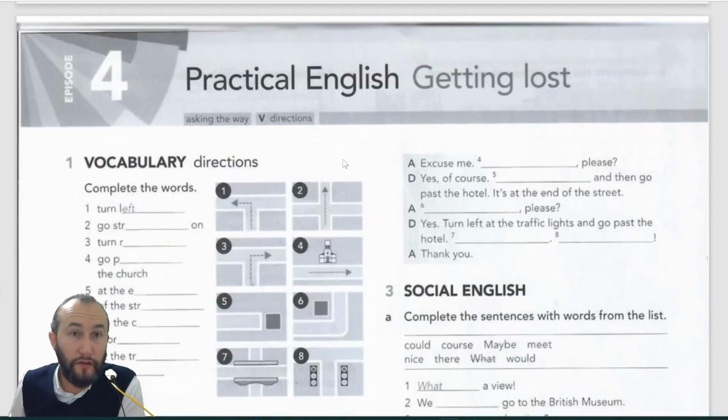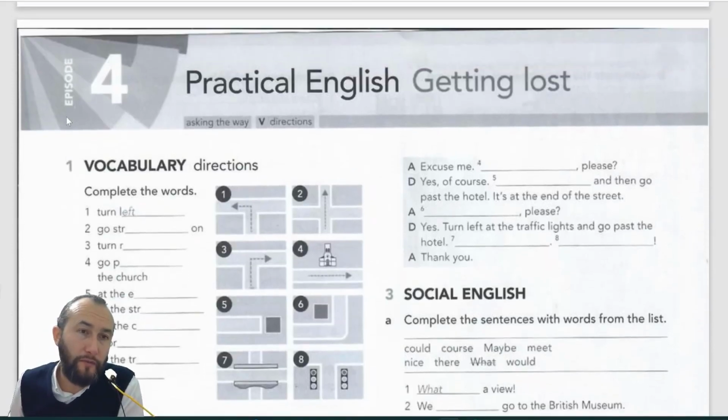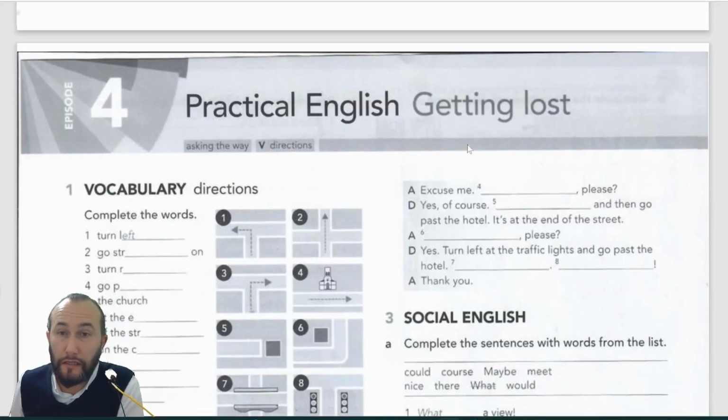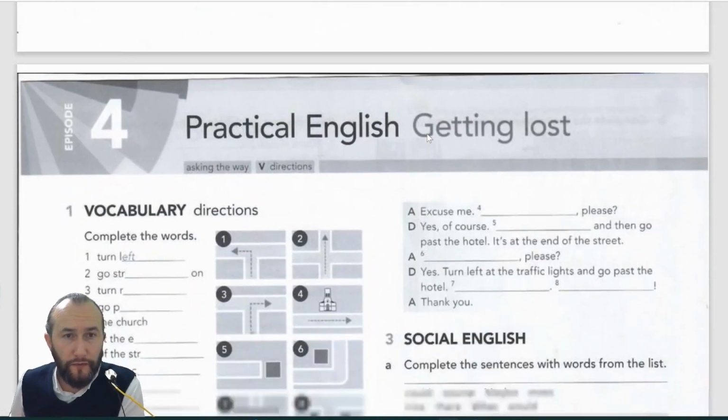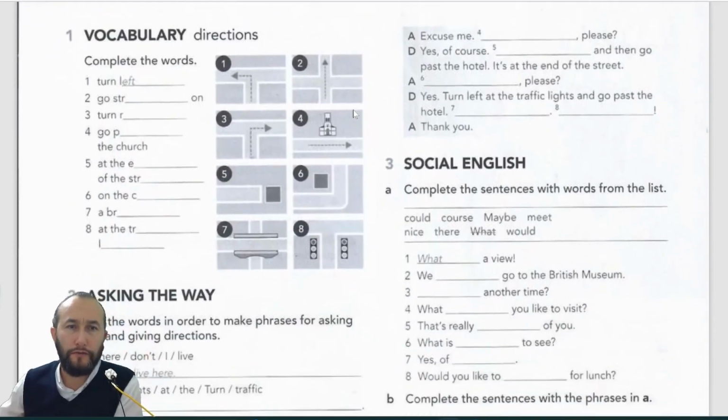All right, guys. So we're going to start with episode 4, practical English, and that is on page 52. Let's do that. Exercise 1, vocabulary, and that's about directions, right? So complete the words. Looking at these pictures, we're going to complete the words. So the first one is turn left. As you can see, turn left, right? And number 2 is straight.